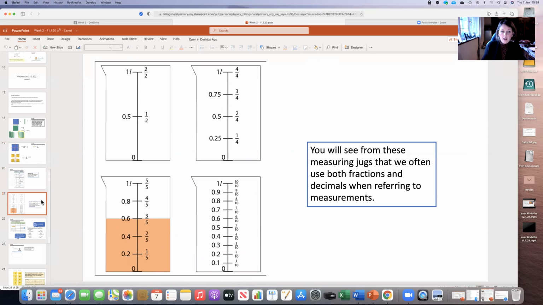Next slide looks at fraction and decimal equivalents in the context of measure. We often jump in and out of both fractions and decimals when we're talking about measurements, and in this particular context we're talking about measure in terms of capacity for litres. So just have a look at that and familiarise yourself why these measurements are equivalent. As you can see here, we now know that 1/5 is equivalent to 0.2, therefore 3/5 is equivalent to 0.6.